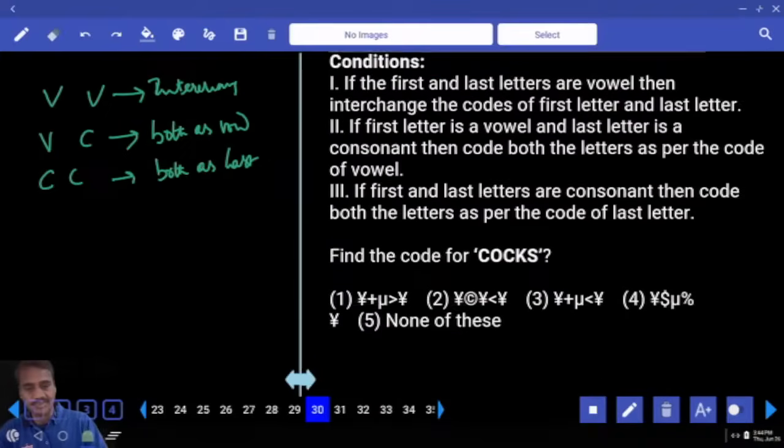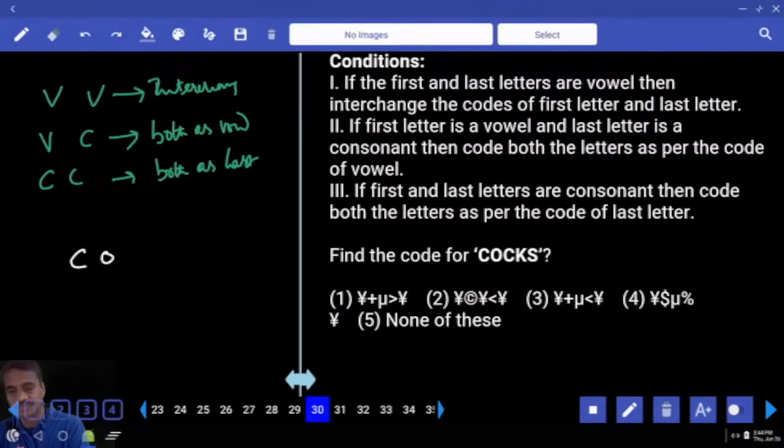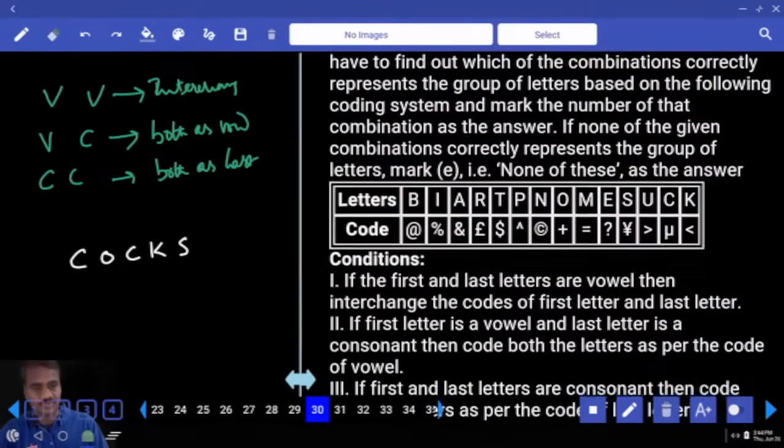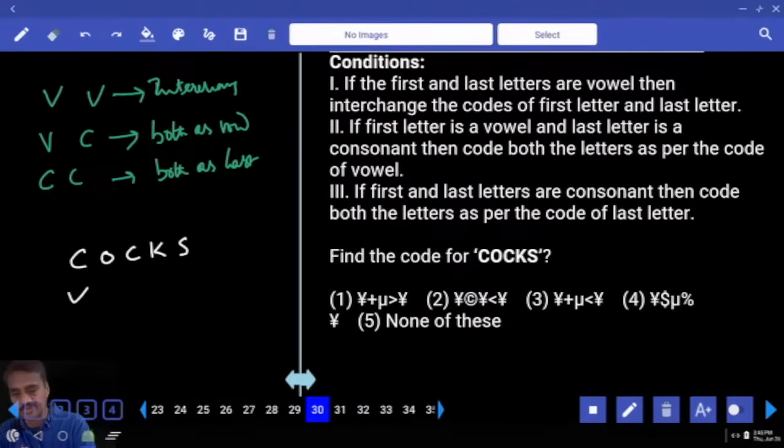Then what is the code for the word COCKS? Now we need to find out the code to the word COCKS: C-O-C-K-S. In this COCKS, which category does it come in? First and the last are consonant, so both as the last letter. What is the last letter here? S, and what is the code for S? Yawn. First and the last you have yawn and yawn, isn't it? Next, yawn and yawn are given in all the choices.